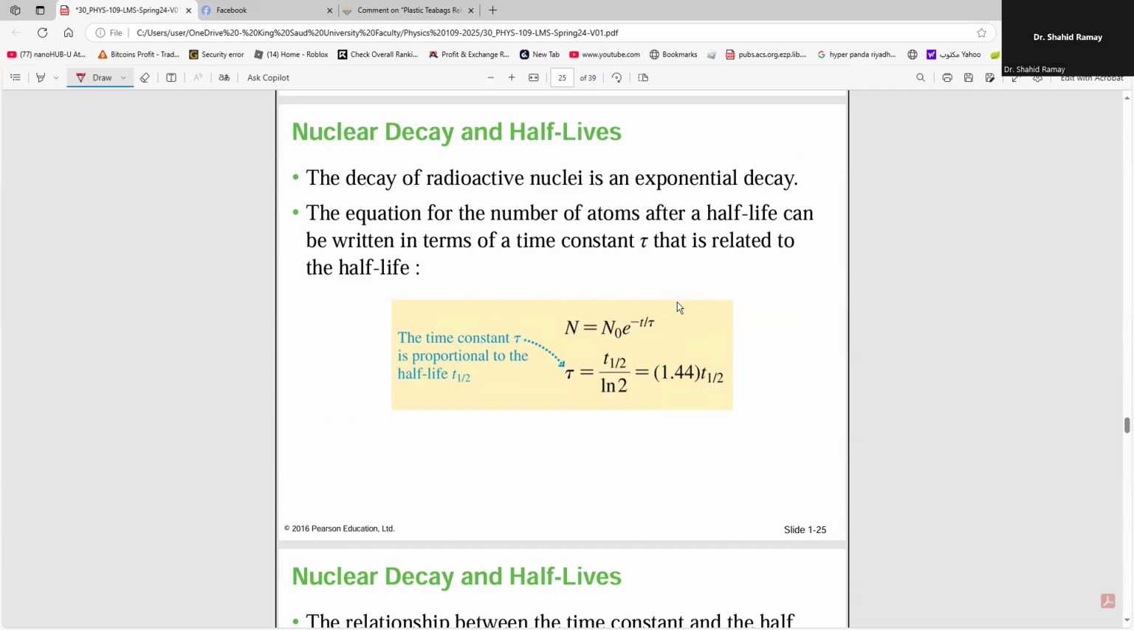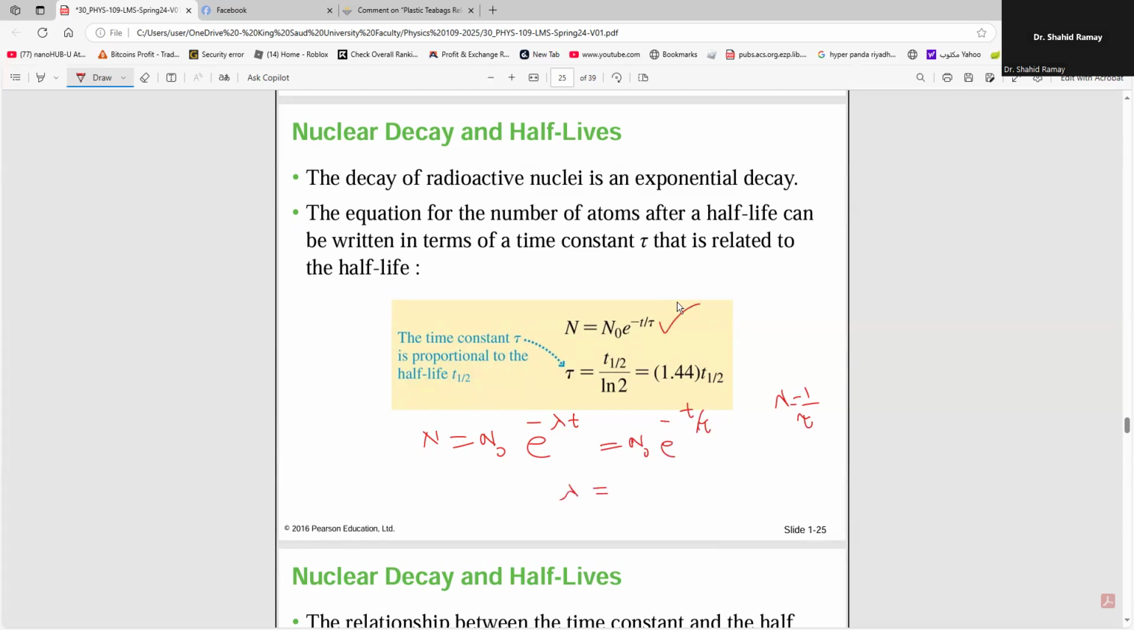Styles mean this one: N is equal to N naught, we can write e raised to power minus lambda t. Here t is the time and lambda is equal to 1 over tau. So you can write it as N naught e raised to power minus t over tau. That's why they have written it in this form.